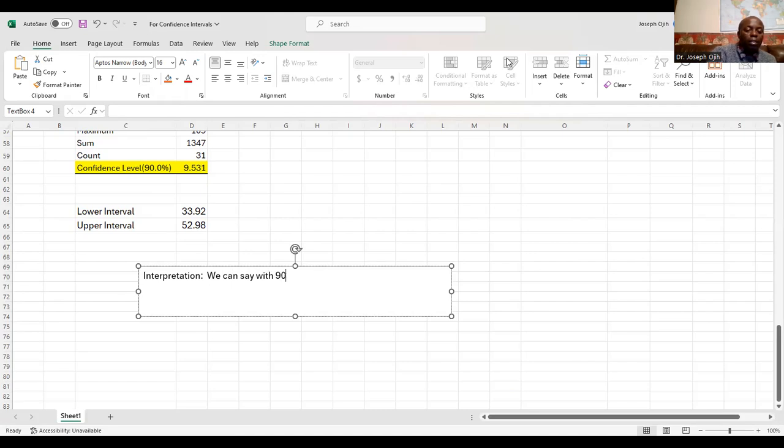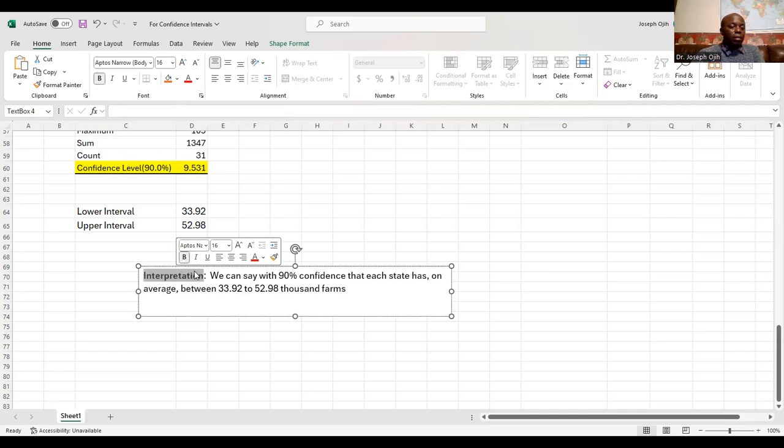With 90% confidence that each state has, on average, between 33.92 to 52.98 thousand farms. That's how I interpret it.